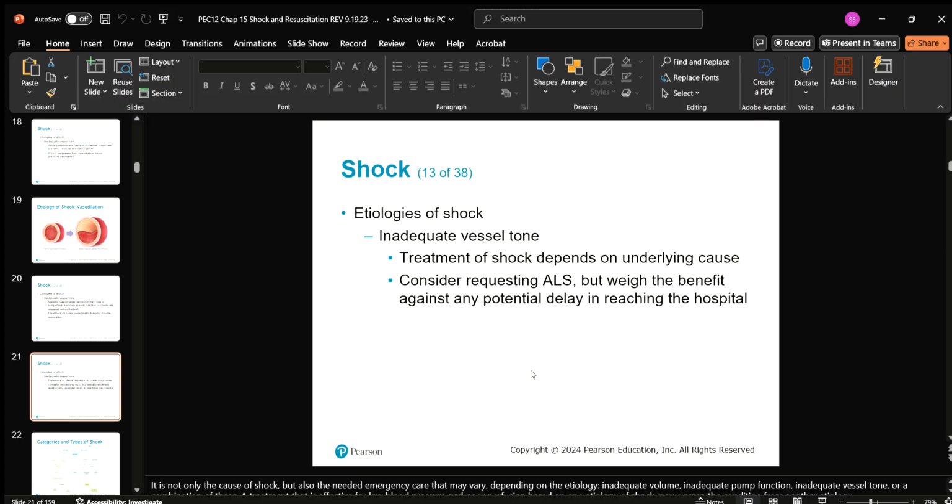All right, treatment of shock depends on the underlying cause, and we're going to talk about a lot of those underlying causes, so consider requesting ALS. Here's the real deal. If you are on a BLS truck, it's just you and another EMT, and you have a suspected shock patient, who should you be calling to meet you en route? ALS.